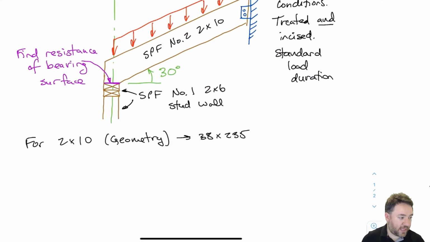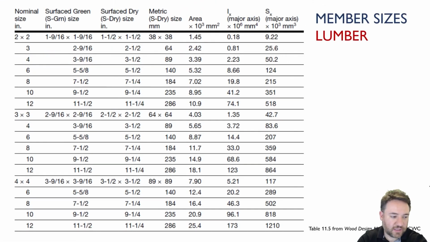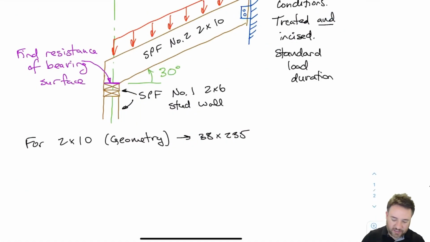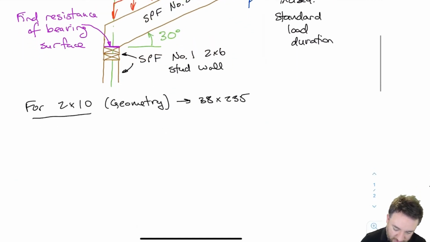First of all, the 2x10 is 38 by 235. If you don't remember, there are some tables in the wood design manual that tell you exactly which size a member is. This is table 11.5. It's in the second volume of the wood design manual. And I can see here a 2x10 is 38 by 235. So that's giving me my size. I've just indicated that here. Okay, so let's draw the geometry and then talk a little bit about it.